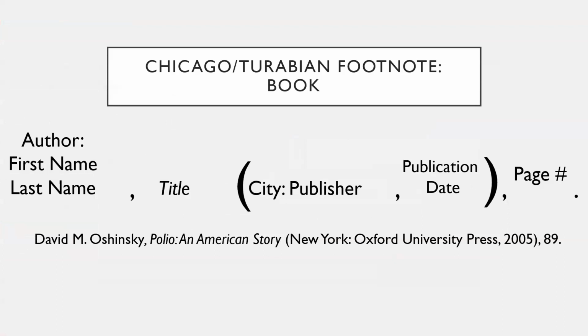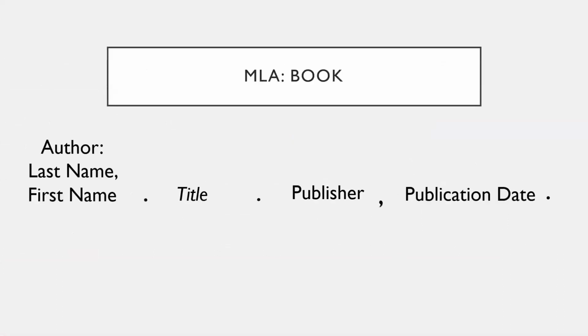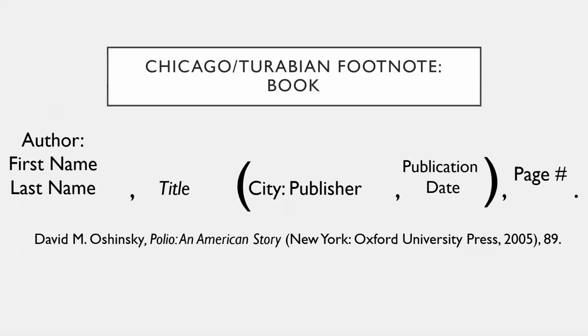So, and Chicago does have that footnote. As you can see, Chicago has the author, first name, last name for the footnote, and everything is separated by a comma instead of a period. So you have the title of the book, which is once again italicized.